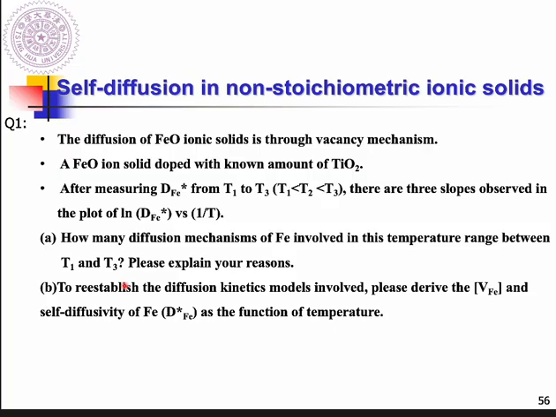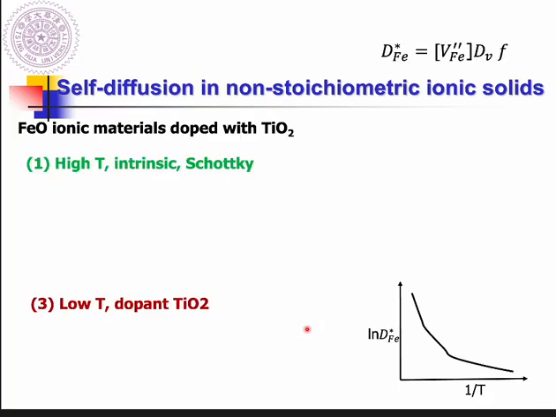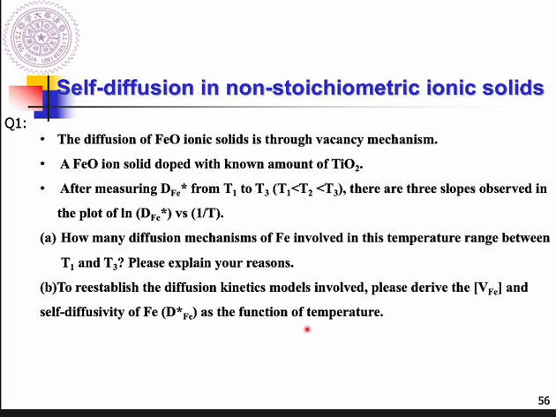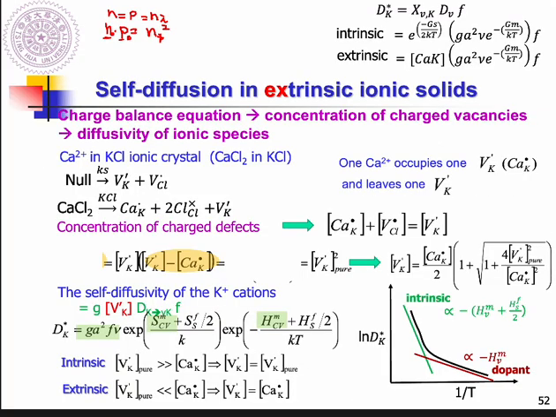But can you establish the diffusion kinetics model involved, which means, what are these three diffusion mechanisms? And please derive the diffusivity in terms of VFE as a function of temperature. So this idea actually is three, right? As we mentioned in the prior slide, lower temperature will be dopant control, higher temperature will be intrinsic. So we have one more, right?